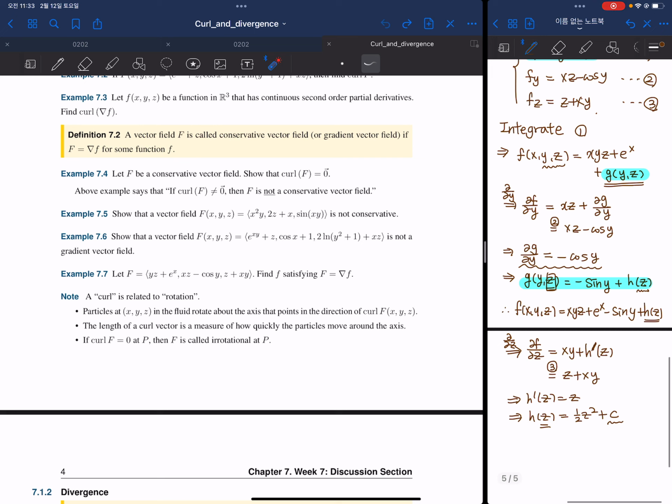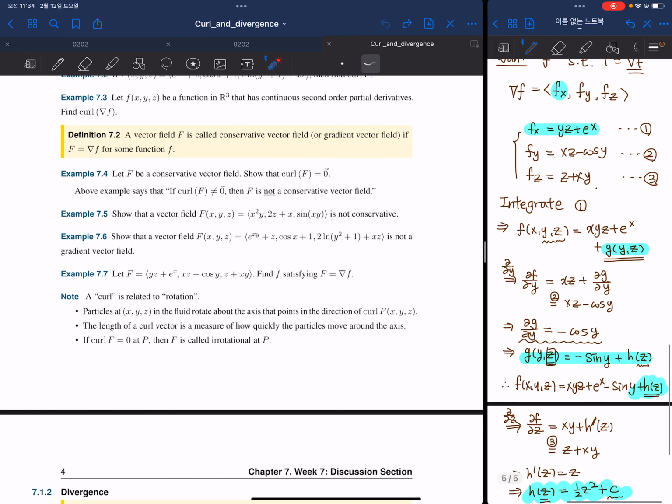Okay, so now we can say our function f is given by xyz, and then e to the x minus sine y, and then instead of h of z, we can use this one, so that it is plus 1/2 z squared plus c. So that is the answer for this one.